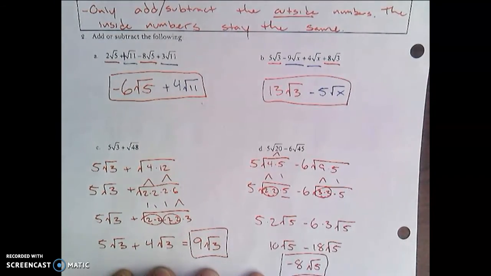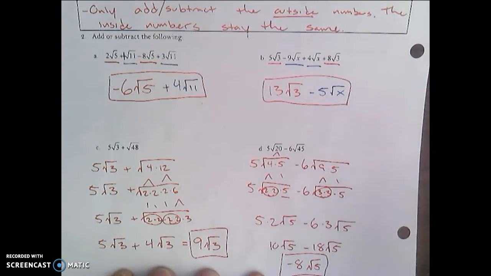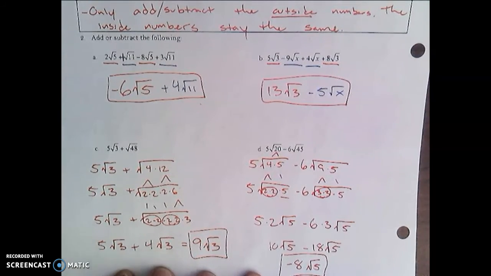So again, always simplify first. See if you can reduce your radicals and then combine radicals that have the same number on the inside. All right, we're going to get some practice on this. So go ahead and review your notes and then we'll practice.